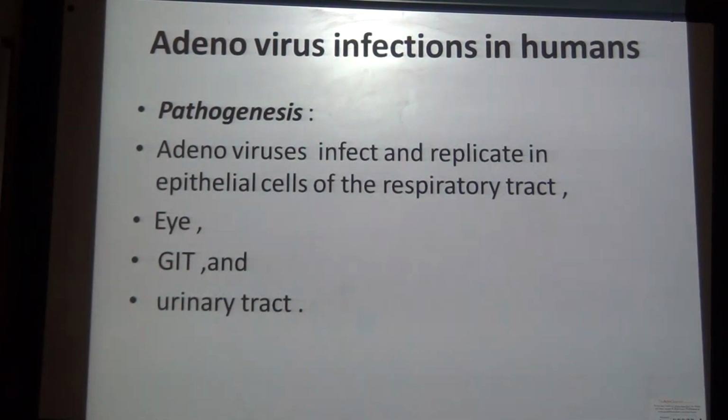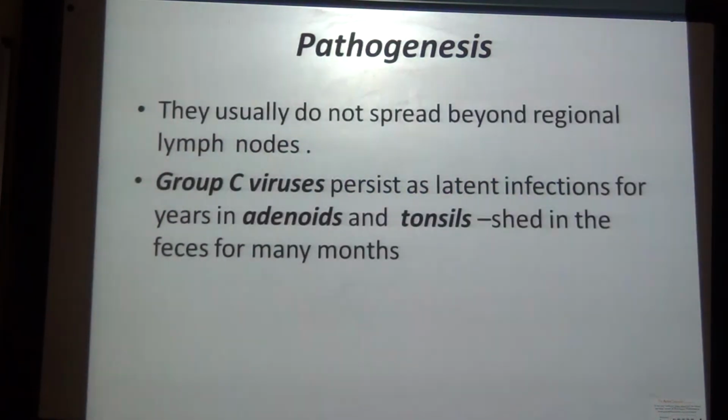What does adenovirus cause, or how do they produce diseases in humans? The pathogenesis is that the adenoviruses infect and replicate in epithelial cells of the respiratory tract, in the eye, in the gastrointestinal tract, and sometimes in the urinary tract, and that's why they can cause infections. The adenoviruses do not spread beyond regional lymph nodes.